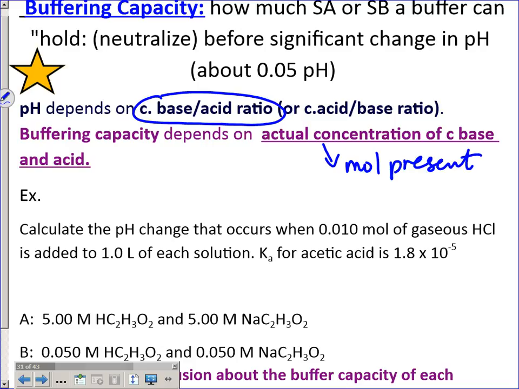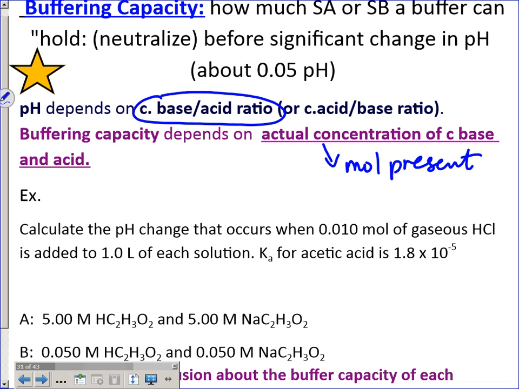Do I have a buffer at that point? No. And then I keep adding strong acid. What happens to the pH? It goes down dramatically, right? So the moles that are present of our conjugate base or weak acid will control the capacity we have. So if you want a buffer with a large capacity, what do you have to do when you make it? Have more moles of the conjugate base. And not only that, but the other way too, because I could also add a strong acid or strong base, right? You don't want a lot of moles of both your components. Just because it's a buffer doesn't mean it's going to buffer forever, right?